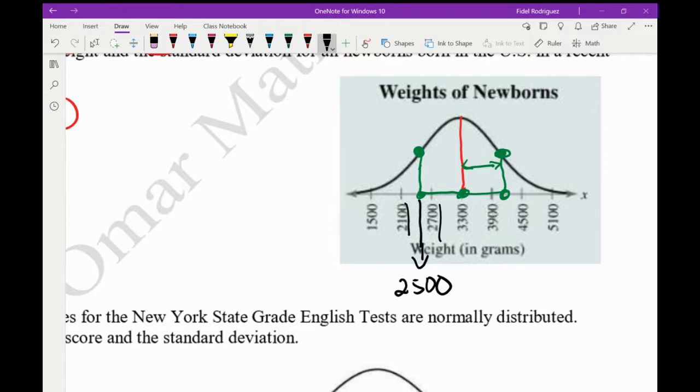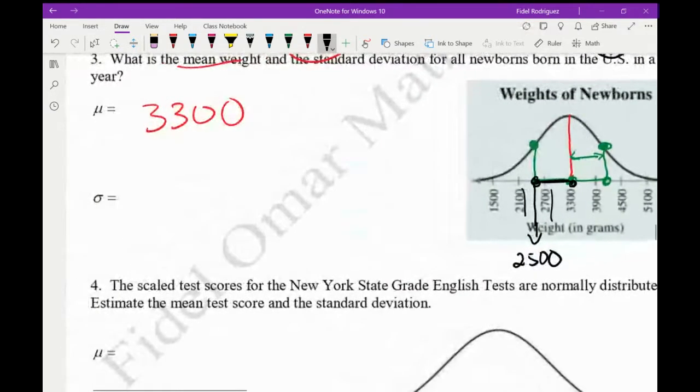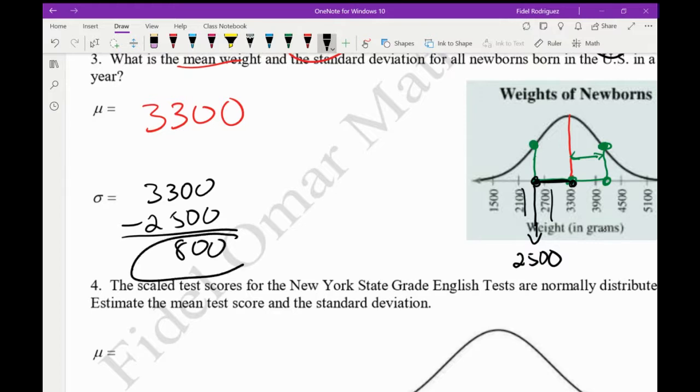Okay, so now if this number here is 2500 and this number here is 3300, and I'm looking for the distance, I'm just going to subtract those two numbers. So I'm going to say, what's 3300 minus 2500, and I'm going to come up with 800. So that would be my guess there.